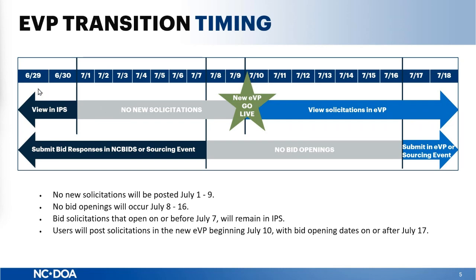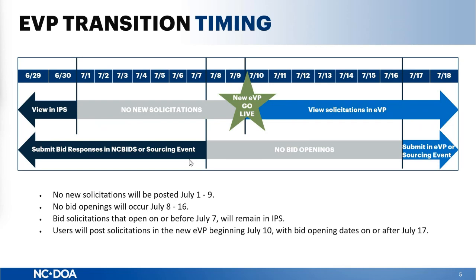But the importance of this slide is just to let you know that around this go live, there's going to be a couple pauses on the front end for posting new solicitations, and then pauses on the back end for opening bids. And right now, if you have a solicitation in the works and maybe you've tried to post with a bid opening in this range, the system already has some guardrails in to tell you, no, you can't do that right now. So the last day that you can post something in IPS so that vendors will be notified of it before July 10th is going to be this Friday, June 30th.